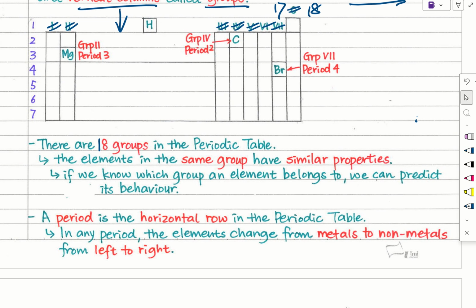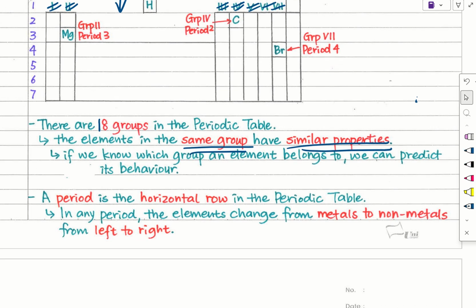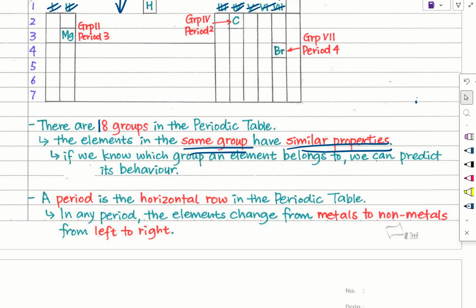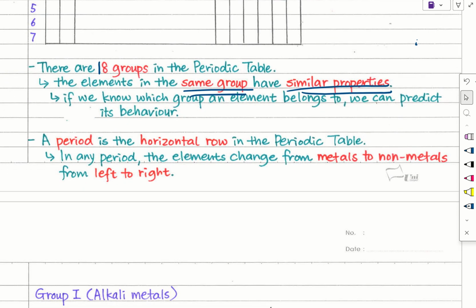What is more important is that the elements in the same group have similar properties. So if we know which group an element belongs to, we can predict its behavior. A period is a horizontal row. In any period, the elements change from metals to non-metals, from left to right.